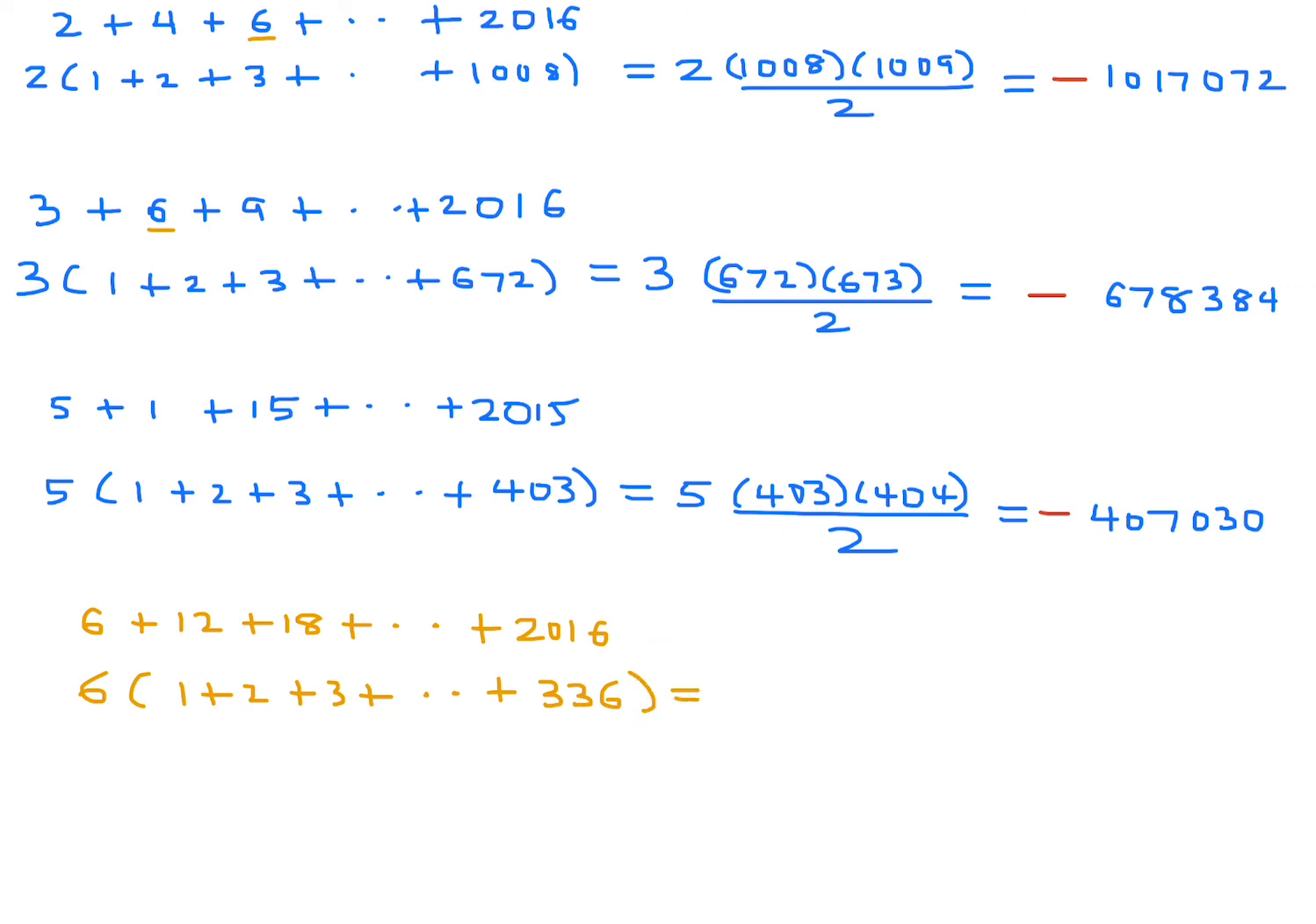So, again, we use our formula. 6 times 336 times 337 divided by 2, and that is going to be 339,696. And this one, remember, we have to add back. We're adding one of those multiples of 6 back. We had subtracted it twice, so we've got to add it back once.